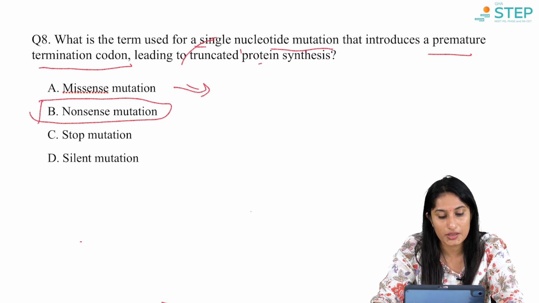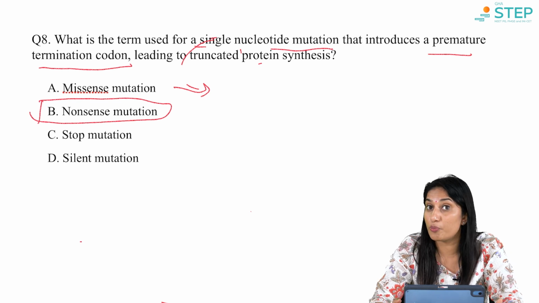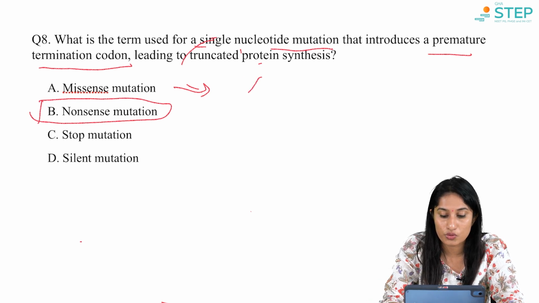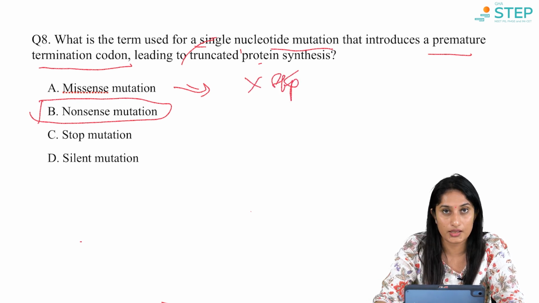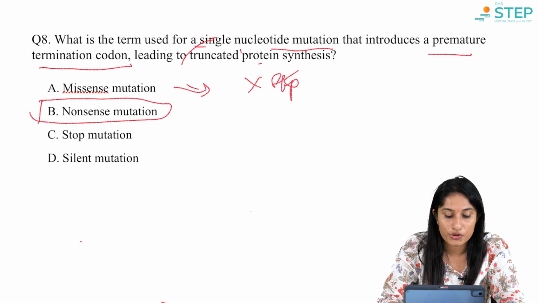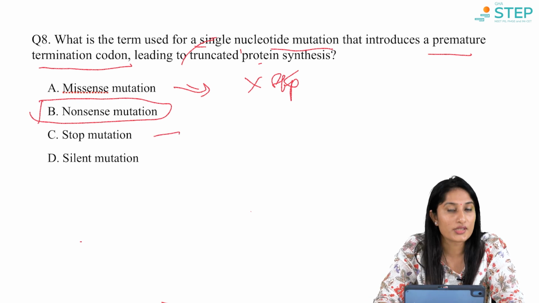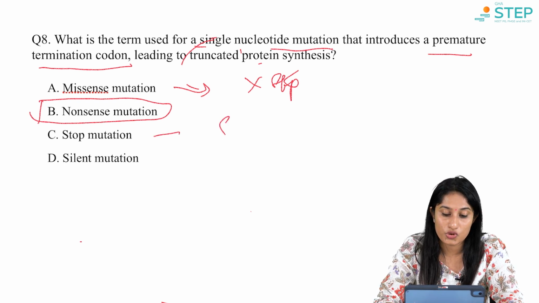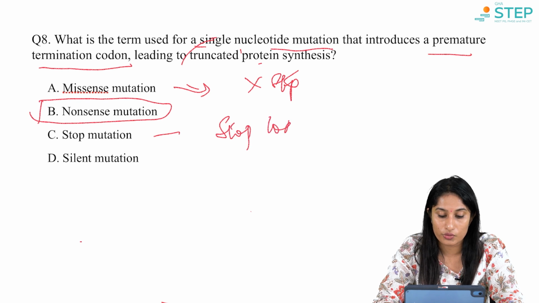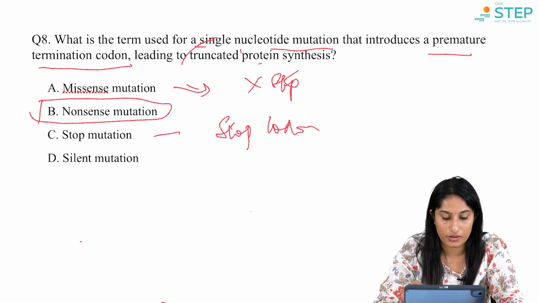Protein synthesis would be there, but a different kind of protein would be formed. So there is no premature stop because there is no stop codon being encountered here. What about stop mutation? There is no such word as stop mutation. The word is stop codon, alright. So the option itself is wrong here.